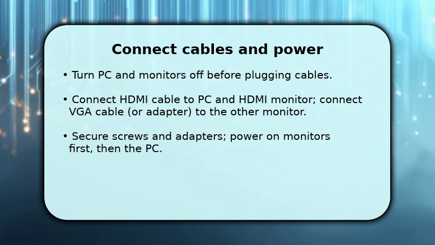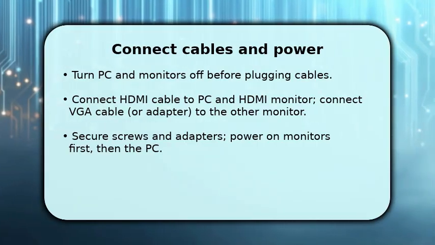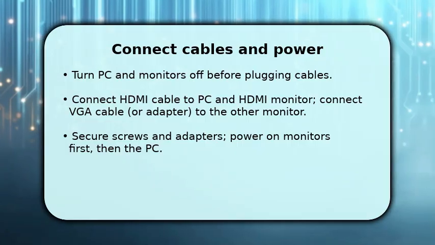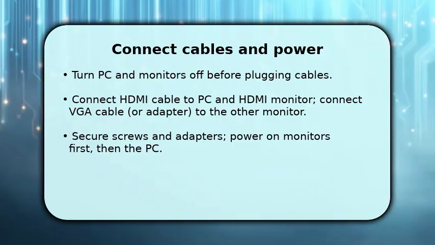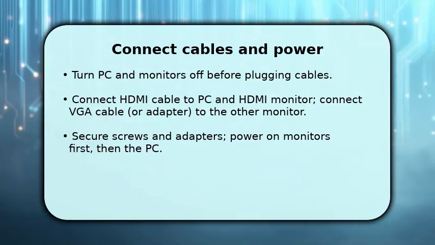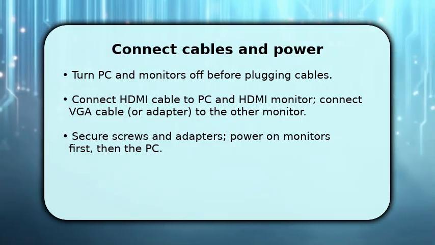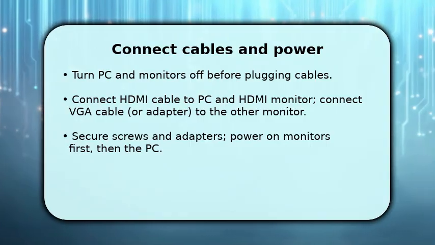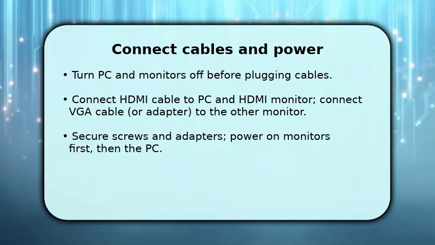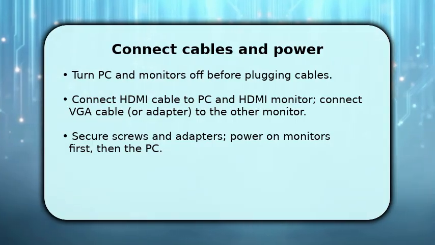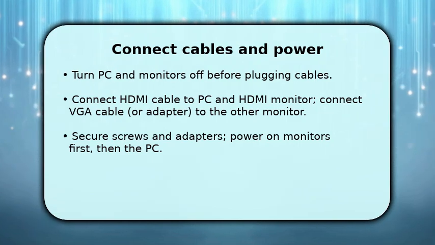Now connect the cables step by step. With devices off, plug the HDMI cable into the PC's HDMI port and into the HDMI monitor, then attach the VGA cable to the PC and the VGA monitor. If using an adapter, connect it firmly between cable and port. Tighten VGA screws to avoid signal loss. Power on monitors first so they report EDID to the computer, then boot your PC. Once the system starts, the OS should detect both displays automatically for the next configuration.